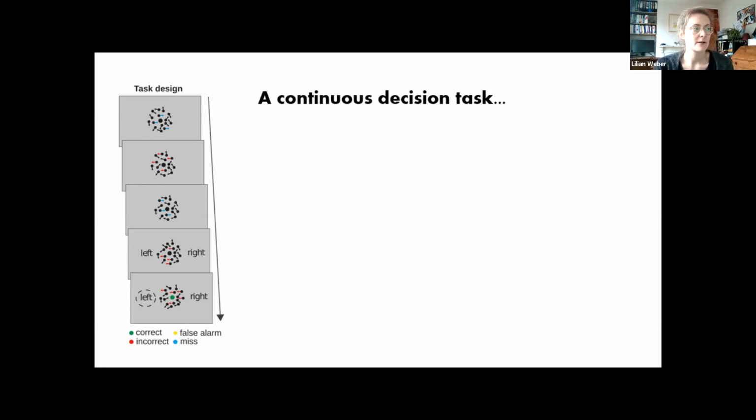5 minutes in a row. And they're not being signaled when the trial starts, but they constantly have to observe the stimulus to detect changes in the coherence of that stimulus. And then whenever they think dots are currently moving more to the right or more to the left, they press the corresponding button. And so their choices can be either correct or in the wrong direction, or they can have false alarms, which means that the actual coherence in the stimulus was 0, but they thought it was more to the left or more to the right. That would be a false alarm, or they could miss changes in coherence.